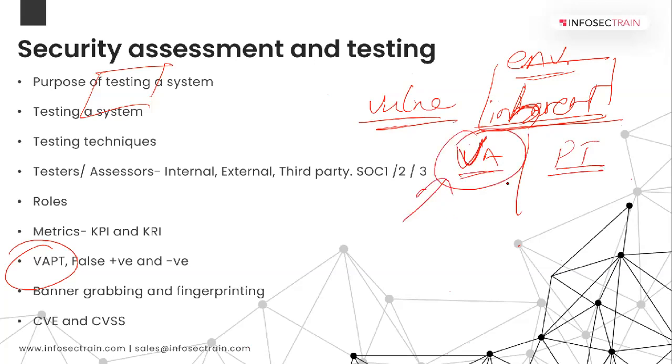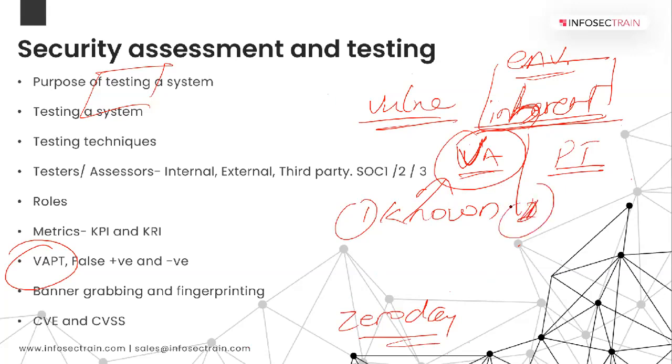Vulnerability is something which exists in the system, which basically means that it is already known. Anything which is unknown can be termed as 0 day. We'll talk about it in a bit. What is penetration testing? Vulnerability assessment is mostly passive. What is PT?